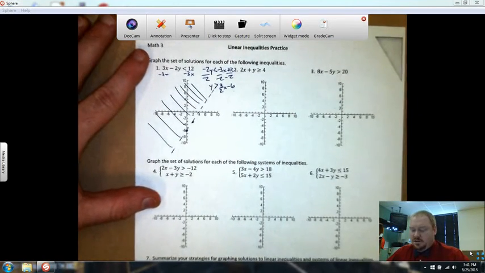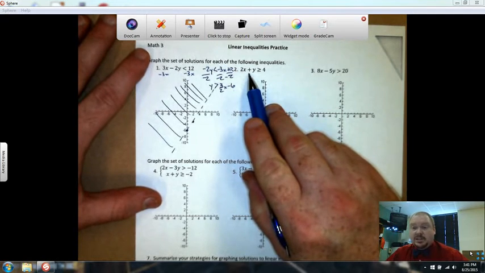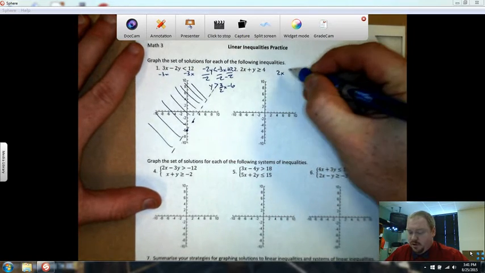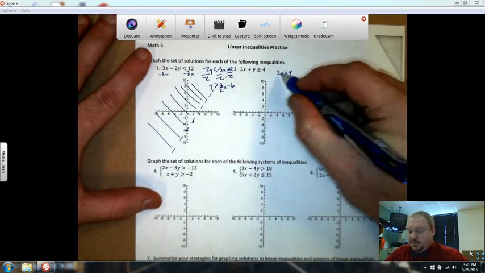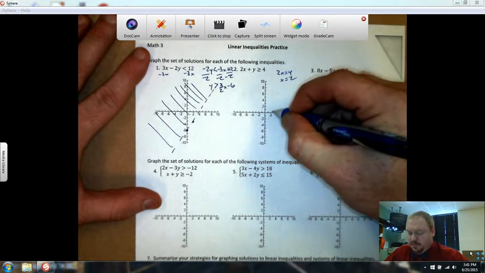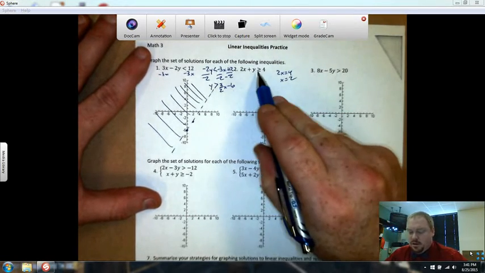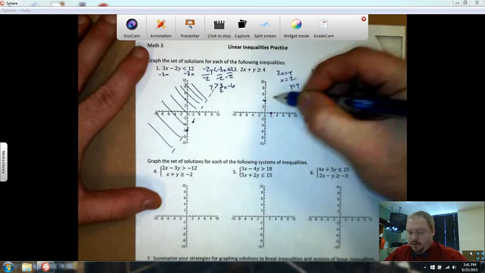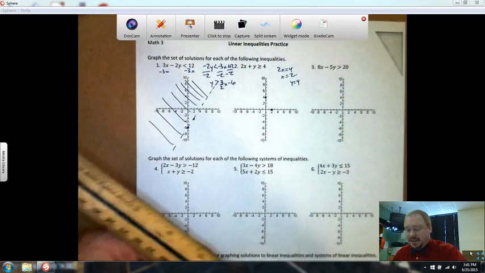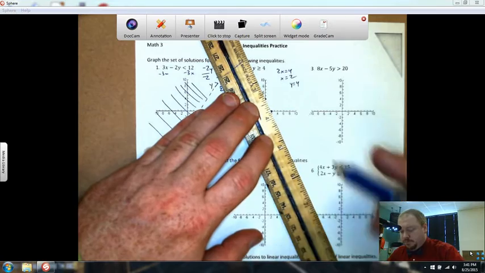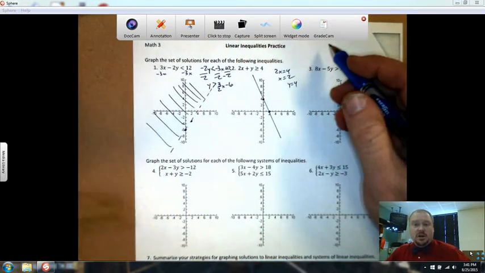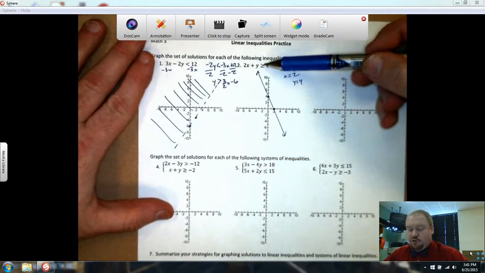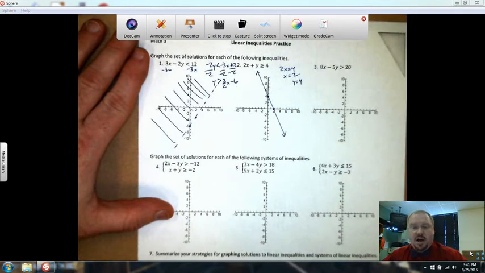In number 2, this is plus, so I can cheat. So, 2x greater than or equal to 4. I'm just going to pretend that it's equal. So 2x equals 4, so x equals 2. Put my dot. Y equals 4. Put my dot. There is a line, so I can make it solid. Good enough. Now, because this is greater than, I'm going to shade above the line.